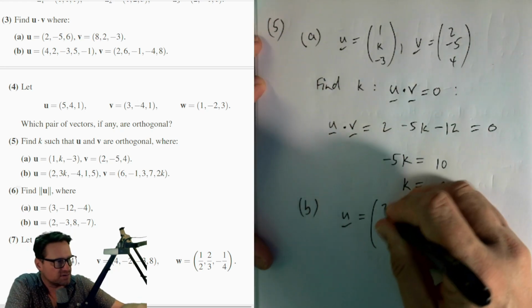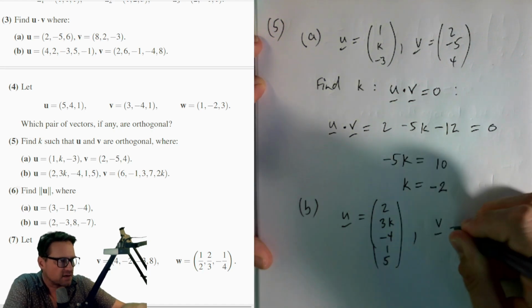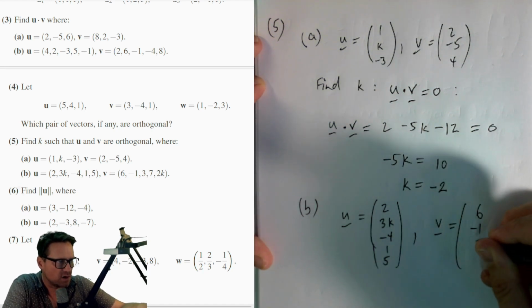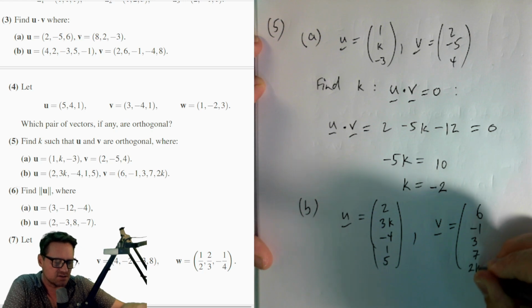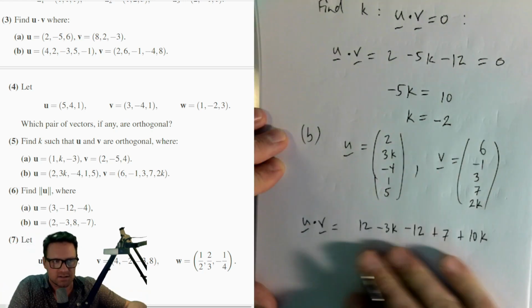Part B, u is 2, 3k minus 4, 1, 5, and v is 6 minus 1, 3, 7, and 2k. Okay, again, let's take the dot product of these two vectors. So this is what we get.